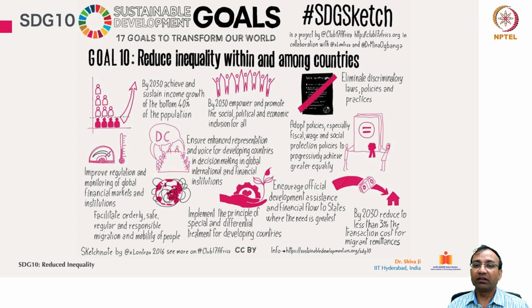Well, let's see some targets. By 2030, achieve and sustain income growth of the bottom 40% of the population. Improve regulation and monitoring of global financial markets and institutions. Facilitate orderly, safe, regular and responsible migration and mobility of people. By 2030, empower and promote the social, political and economic inclusion of everyone. Ensure enhanced representation and voice for developing countries in decision making in global, international and financial institutions. Implement the principle of special and differential treatment for developing countries.